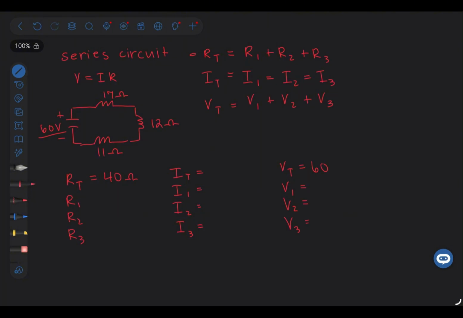Okay, and so we know that V equals IR, and over here we don't know what I is, so we're going to divide both sides by R. So I is going to be the voltage, which is 60, divided by 40, and you should get 1.5. So since the total is 1.5, the rest of them should also be 1.5.